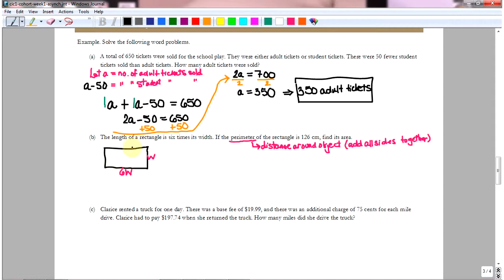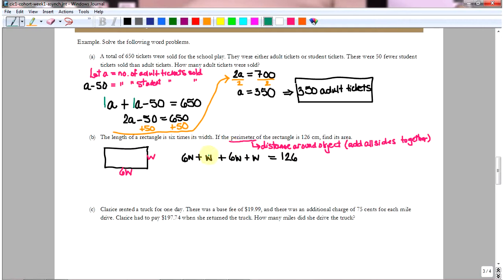So we can do that literally. We have 6W is the length of one side, plus W is the length of another side, plus the other long side at the top has a length of 6W since it's a rectangle. And then our remaining side is W, so plus another W. So that's our perimeter, and we know it's going to equal 126. Now we have our equation to solve.